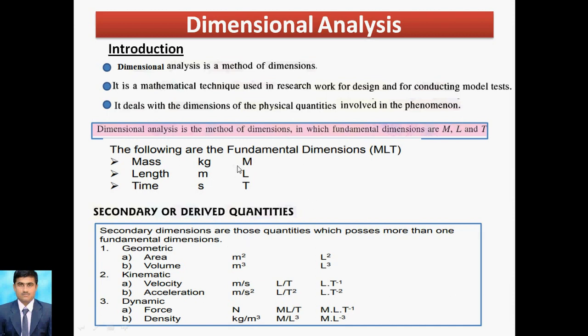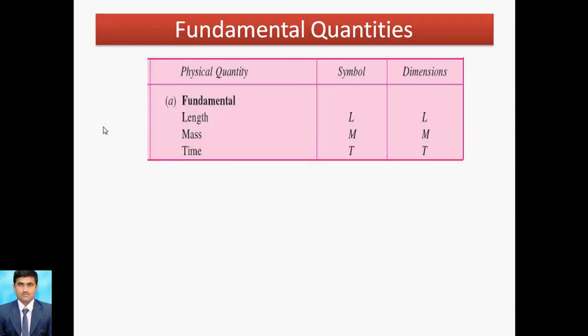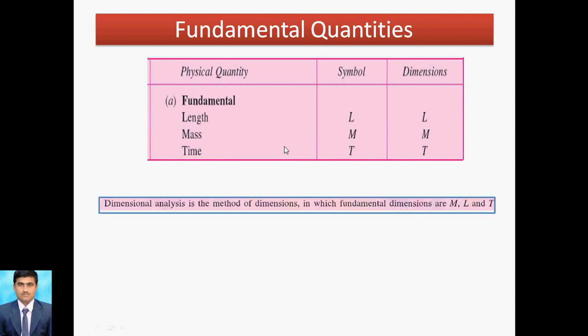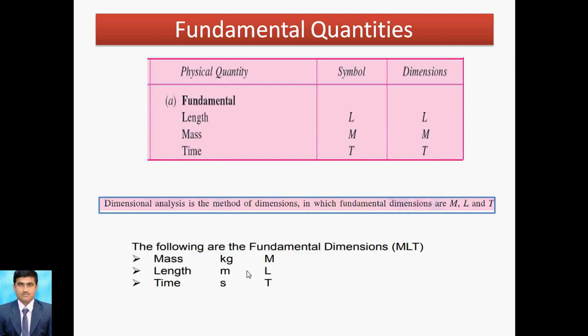So if you write in terms of MLT, then it is easier to solve the different problems which are based on model tests. So now we enter into the fundamental dimensions. As we know, fundamental dimensions mean length, mass and time, that is MLT. So you can use the symbol L for length, M for mass and T for time. Dimensional analysis is based on dimensions. So this is a fundamental dimension. Always remember that length, mass and time are the fundamental quantities.